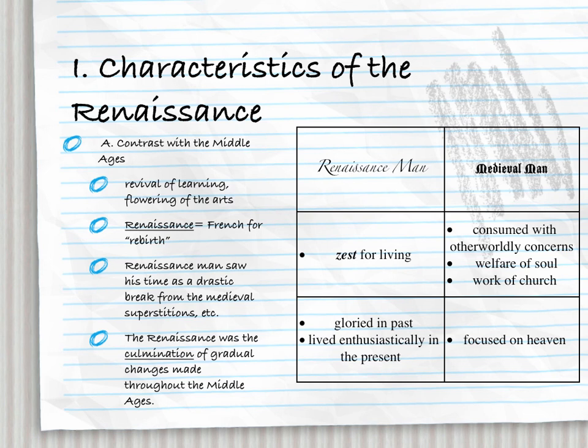Okay, so the Renaissance man sees his time as a drastic break from medieval superstitions and kind of that Dark Ages way of thinking. Okay, the Renaissance man thinks he's living in light. Like, this is just the best thing that could have ever happened. We don't have to live like we did in the Middle Ages. This is just a completely brand new age. Has nothing to do with the Middle Ages. But really, the Renaissance is a culmination of gradual changes that were made throughout the Middle Ages, because we've talked about that before, right?